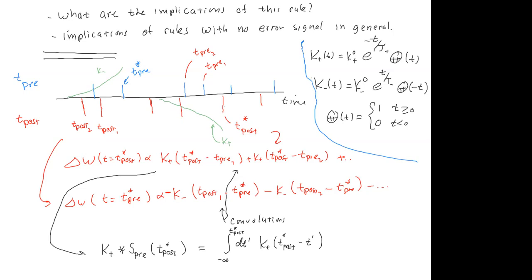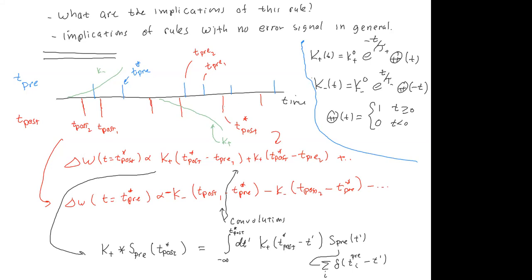Where S pre is just a sum of delta functions. It's a sum on I of delta of t pre I minus t prime, okay? So it's a delta function wherever there's a spike, okay? And if anybody wants me to define a delta function, I will.